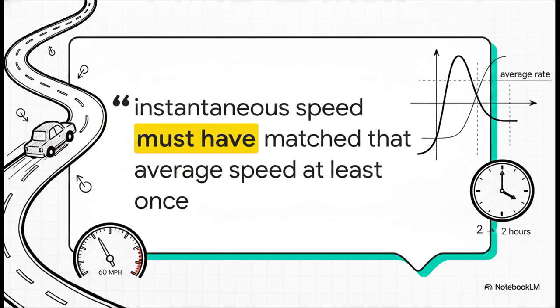Now, you might have hit exactly 60 a dozen times as you sped up and slowed down in traffic. Or hey, if you used cruise control, you might have been at exactly 60 for the entire 2 hours. But the absolute minimum guarantee, the ironclad promise of the mean value theorem, is that at some specific, undeniable moment, that needle was pointing dead center at 60. The instantaneous rate perfectly matched the average rate.